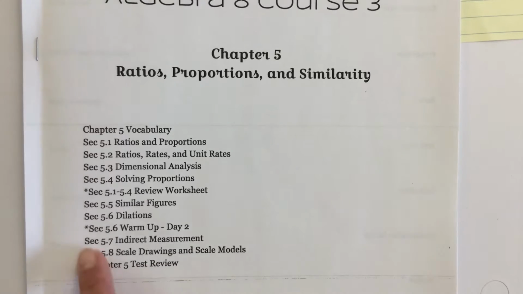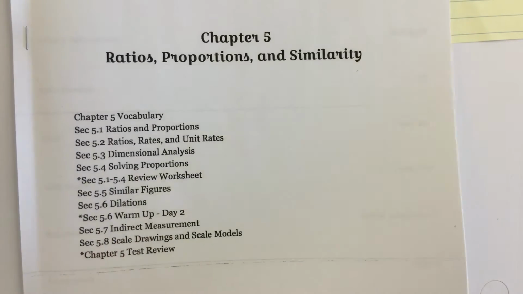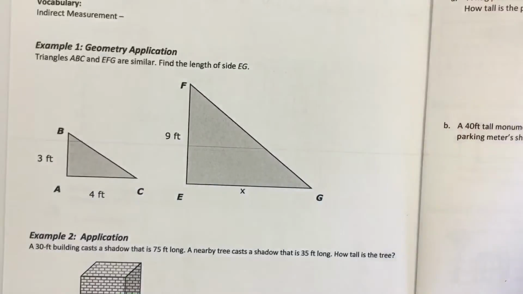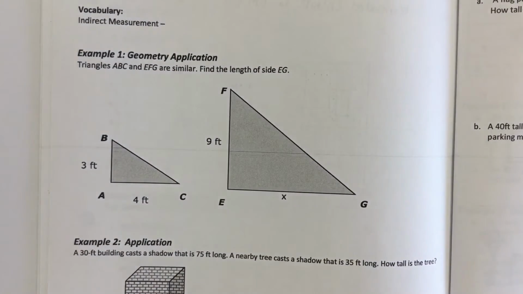So 8th graders, we are doing section 5-7. This is called indirect measurement. Indirect measurement is where we can find the measure of something without measuring it directly, based on the fact that we know that they are similar figures. Okay? So you guys have actually kind of practiced this with triangles already. And so the biggest thing is being able to set up a proportion.